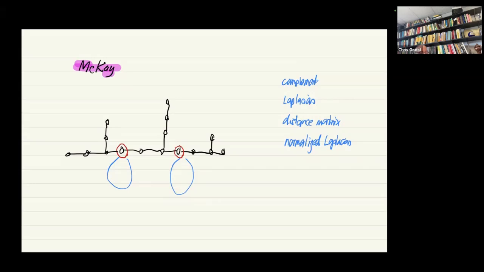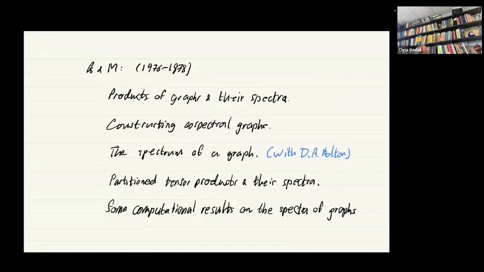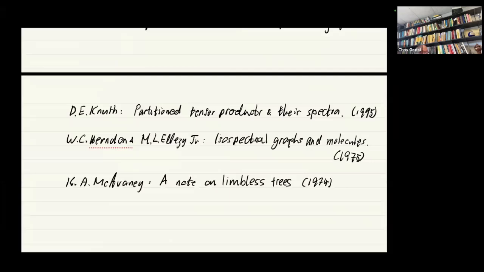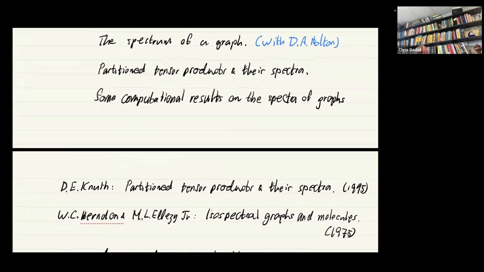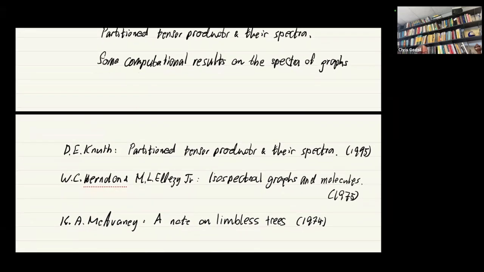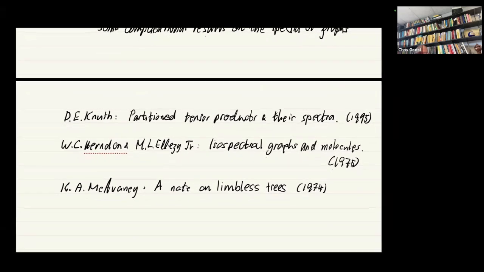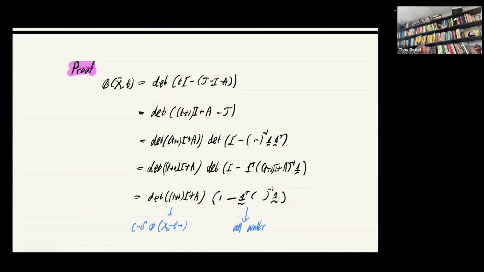And so, I just listed some papers. These are the things that Brendan and I wrote a while ago. Knuth wrote a paper with the same title as ours, Partition Tensor Products and Their Spectrum, in 1995. The Herndon and Elsie paper was published in 1975. The part of Schwenk's proof that was in his thesis and that he didn't present is now given in a 3-page proof by Kevin McAvaney.